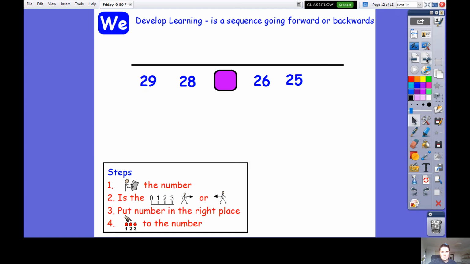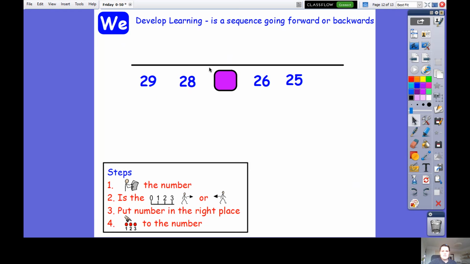So let's look at this one. What do I need to do first? Well, first I need to read my numbers. Then I need to decide if I'm going forwards or backwards. And then I'm going to put the number in the right place. Okay, so let's count our numbers first. 29, 28, 26, 25. They're the numbers I've got. Is my number line going forwards or backwards?